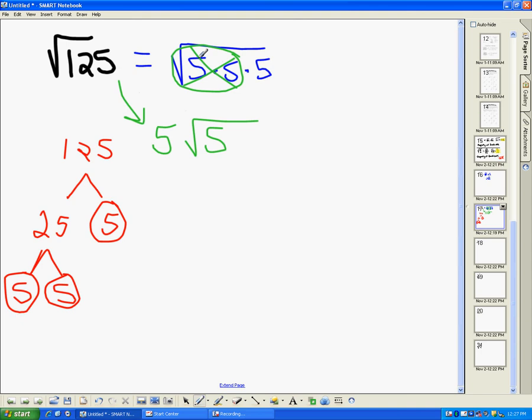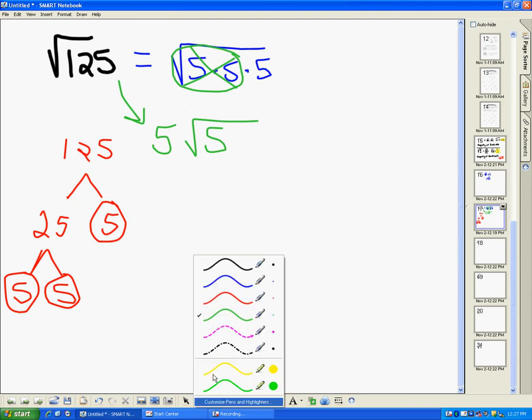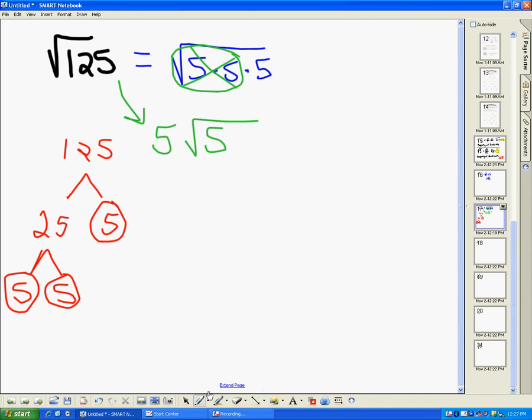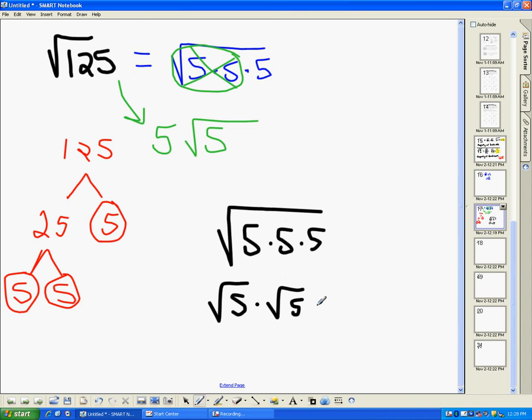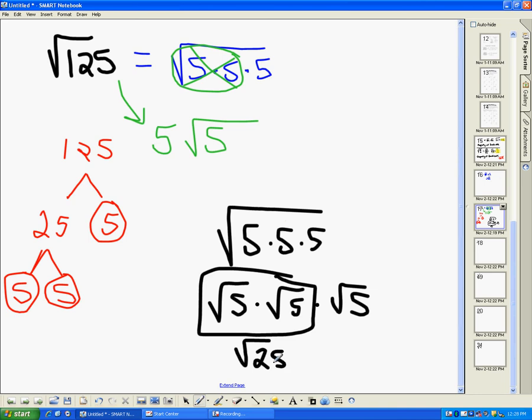And I know some of you may be wondering, why were you able to do that? Well, if you look at the square root of 5 times 5 times 5, that's the same thing as the square root of 5 times the square root of 5 times the square root of 5. Well, the square root of 5 times the square root of 5, if I combine them together, is the square root of 25. The square root of 25 is 5, and then I'm left with the square root of 5 right here. So you can see why I was able to pull that out.